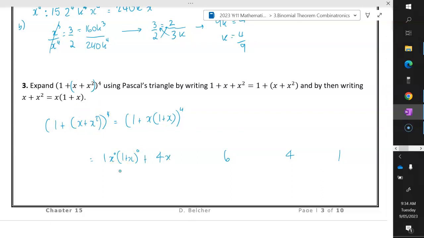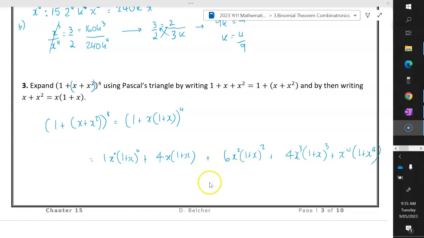So we're going to go x to the 1, (1 plus x) to the 1, plus x squared, (1 plus x) squared. Oops, I'll put a plus in there. Then we're going to go x cubed, (1 plus x) cubed, plus, I don't need the 1 on the front of there, but x to the 4th, (1 plus x) to the 4th.